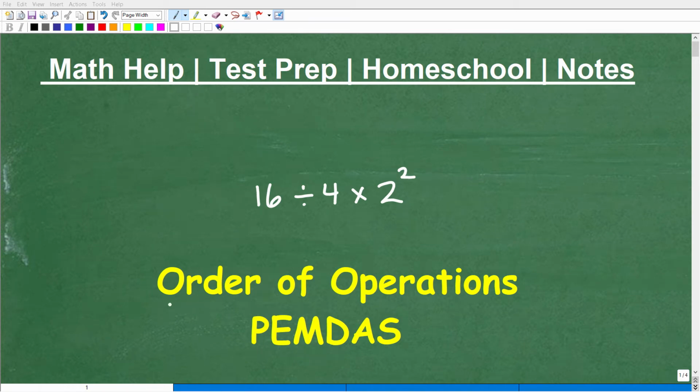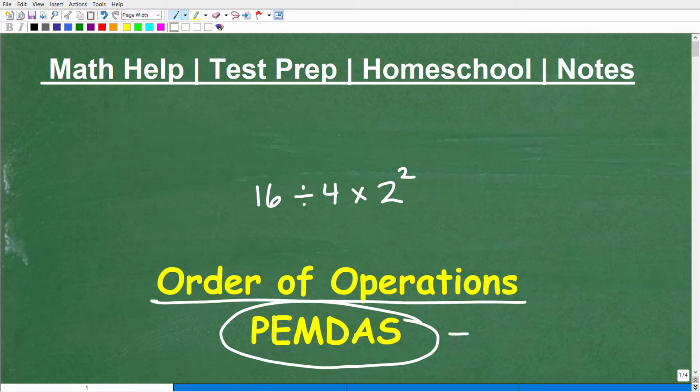Okay, let's talk about the order of operations. A lot of people, when they think of the order of operations, think of this phrase, PEMDAS. We're going to be using this phrase to help us learn the order of operations. This is absolutely critical for your success in mathematics. You start learning this even in elementary school, but you really get serious about it in middle school and high school and beyond.